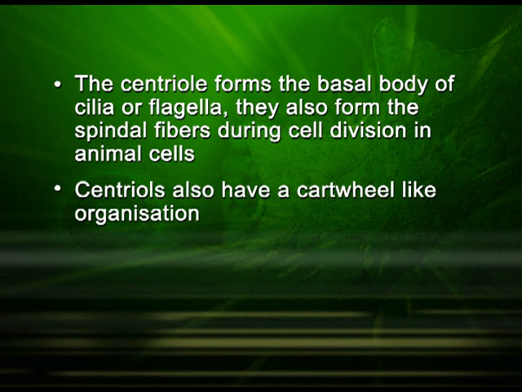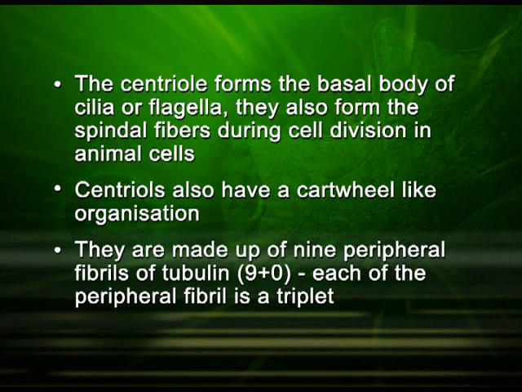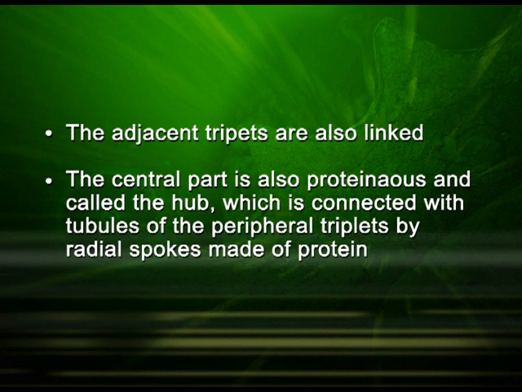Centrioles also have a cartwheel-like organization. They are made up of 9 peripheral fibrils of tubulin, that is the 9+0 arrangement. Each of the peripheral fibrils is a triplet here. The adjacent triplets are also linked. The central part is also proteinaceous and called the hub, which is connected with the tubules of the peripheral triplets by radial spokes made of protein.